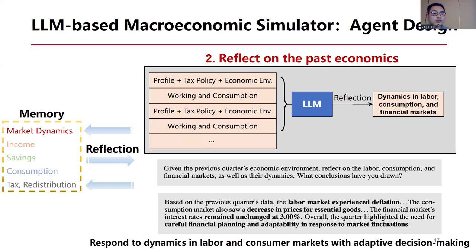And furthermore, the agent is expected to reflect on the past economics. It includes profile, tax policy, and economic environment, and also the working and consumption decisions. And the agent further does reflections on the dynamics in labor, consumption, and the financial markets. It means that the agent is expected to summarize the recent dynamics of the system. For example, given the previous quarter's economic environment, reflect on labor, consumption, and financial markets as well as the dynamics: which conclusions have you drawn? So this conclusion is drawn by the agent itself. It's very close to the real human, right? For a real human to do some actions on the economic system, he or she will reflect on the information he or she received and try to draw some important conclusions about the current economic system.